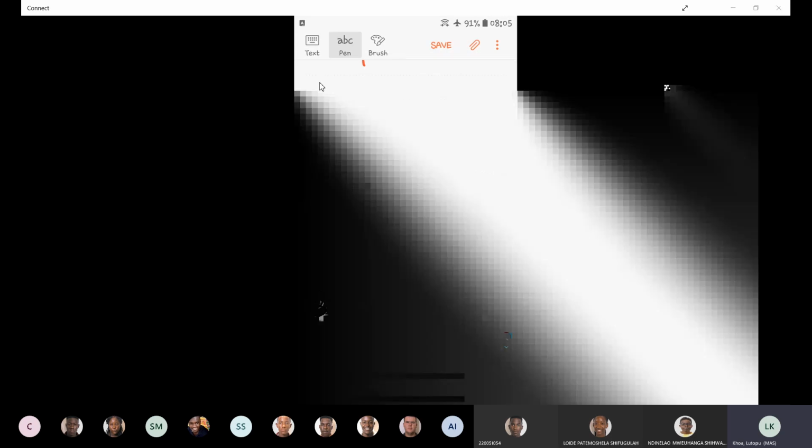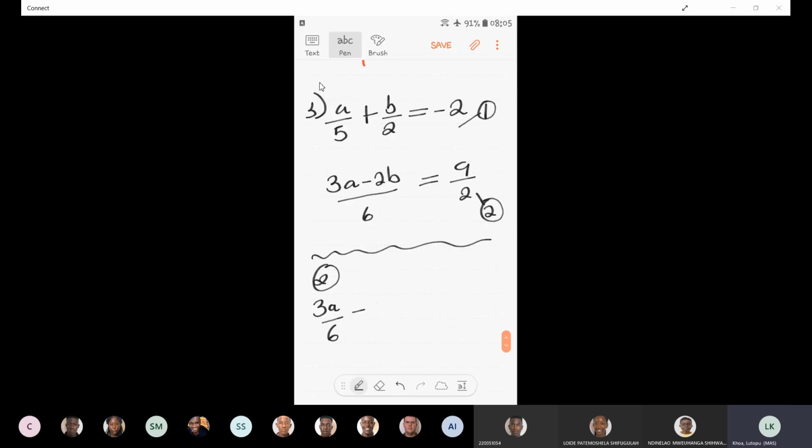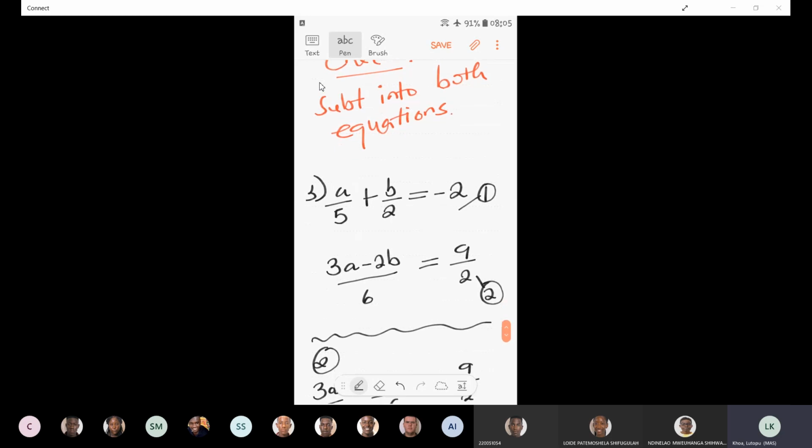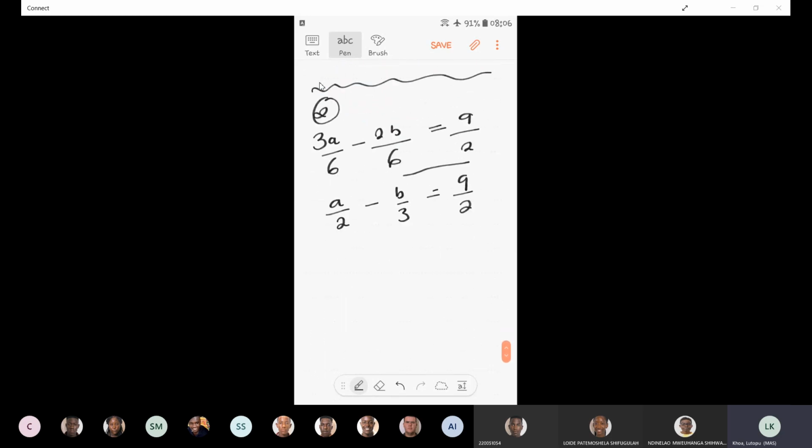This is 3a over 6 minus 2b over 6, and this is equal to 9 over 2. So this is just a over 2 minus b over 3, and this is equal to 9 over 2. Now when I look at the two fractions, let me write the first one again. So this is the second one when it has been simplified. Now I'll write the first one again. First one was a over 5 plus b over 2, and this is equal to minus 2.